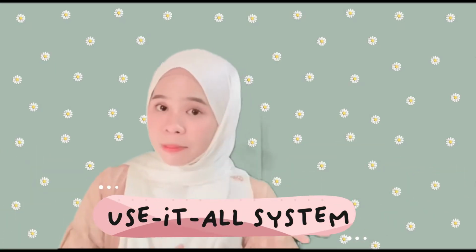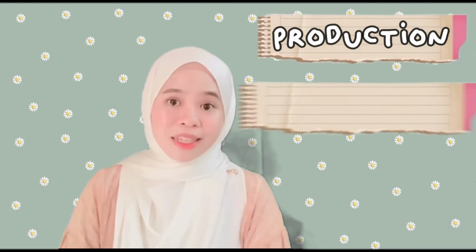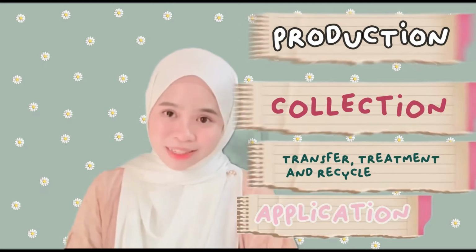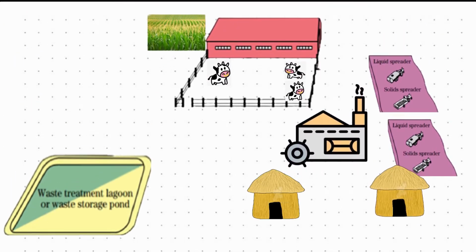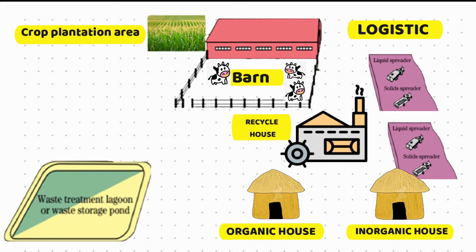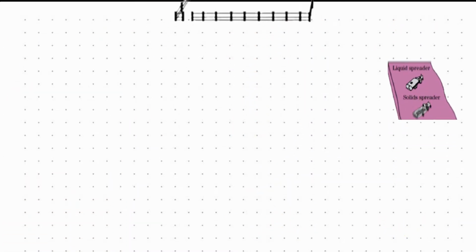So for a sneak peek, these are the basic steps that I will be using in this system. Firstly is the production, second is the collection, third is the transfer, treatment and recycle, and lastly the applications. This is the layout of my system innovation, where it consists of barn and farm, recycle house that consists of organic and inorganic house, commercial cell, and the treatment pond site.